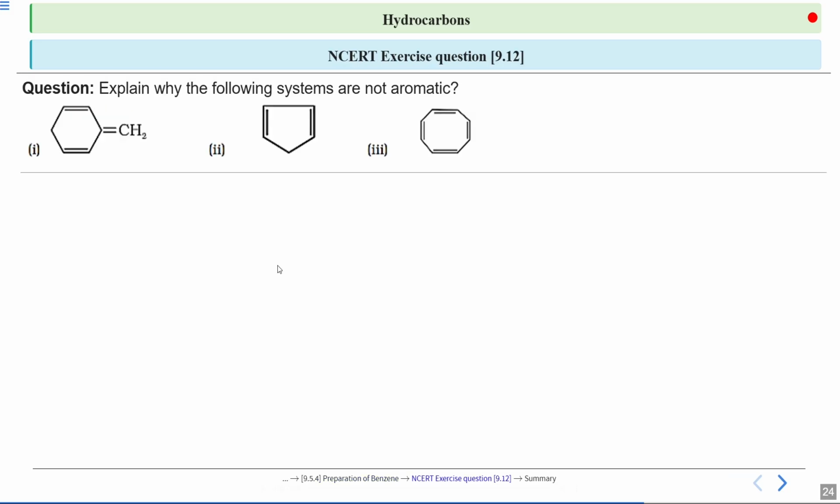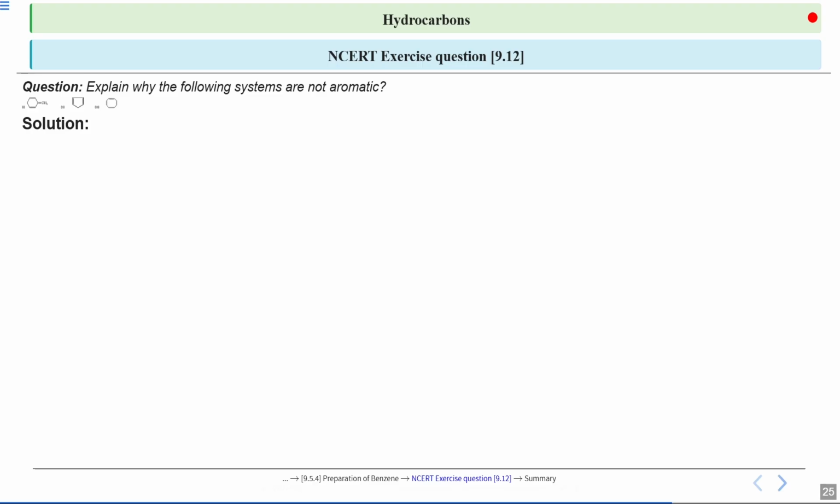Now we will see a question here. Let us clear the concept by practicing a question. Here you are provided with 3 structures and you have to tell why they are non-aromatic in nature. Before looking at the solution, this question is about aromaticity in organic compounds. We are asked to explain why the systems shown in the image are non-aromatic. Aromaticity is a special stability found in some ring-shaped molecules, and understanding why a compound is or isn't aromatic is important in chemistry, especially when we talk about electron delocalization and molecular stability.